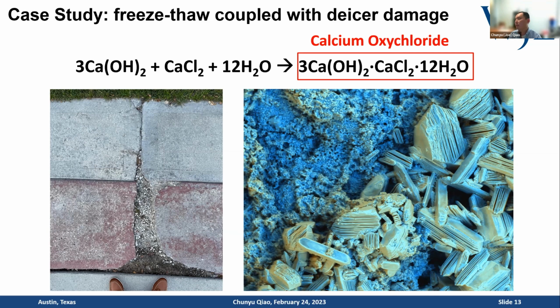If you look at the chemical formula of this salt, you see it involves 12 different water molecules. So this many water molecules makes the volume of this complex salt much bigger compared to the reactants on the left. So it is expansive in nature, just similar to water turning into ice. This formation of calcium oxychloride can exert a lot of internal stress on concrete and eventually damage it.